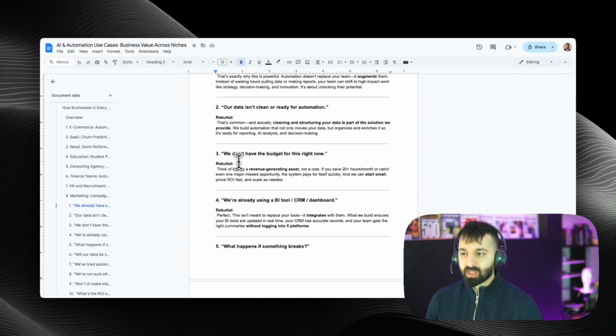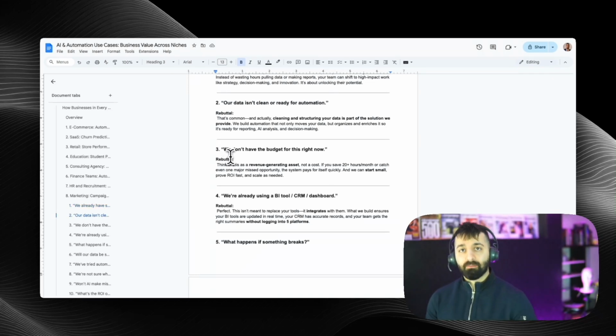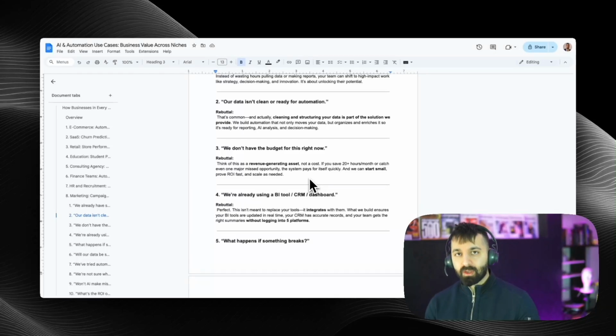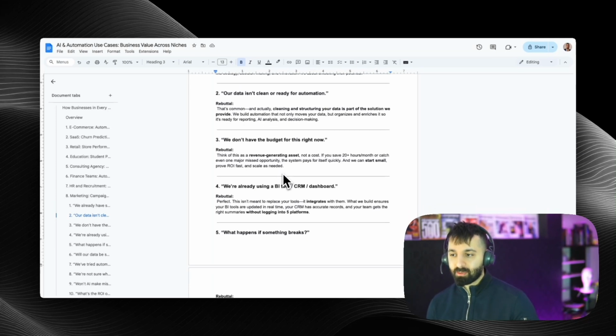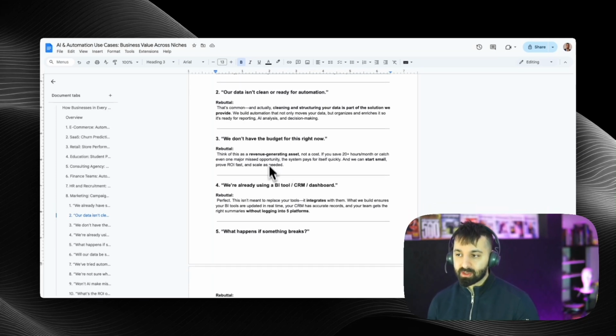All right. So some people might say, we don't have a budget for this right now. Right. So you could be like, hey, this could be a revenue generating asset. This could make you a lot of money. If you have deals falling through the cracks and you're able to prevent that, how much more money do you think you could make? Right. So if you're letting these deals fall through the cracks, whether it's small, whatever it is, you can make some money. So what we can do, we can start small, prove return of investment fast, and scale as needed. So that's another rebuttal I think was interesting. You could definitely use, right?